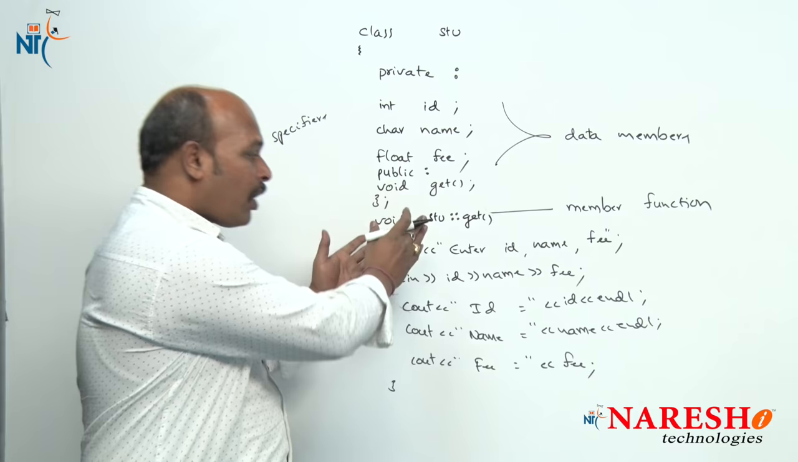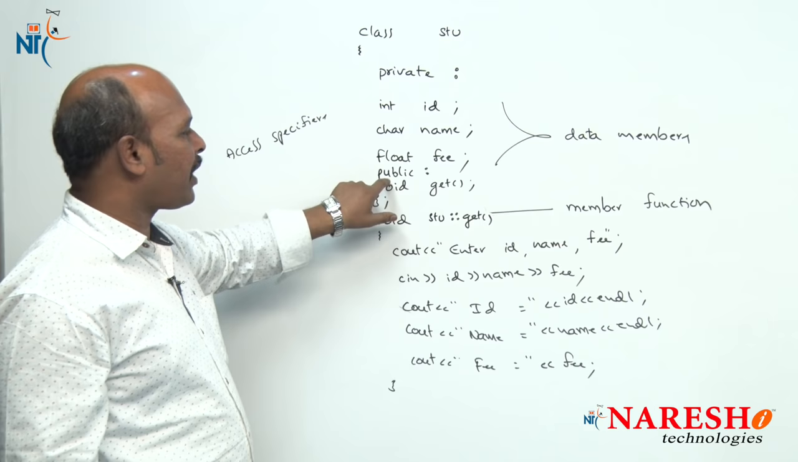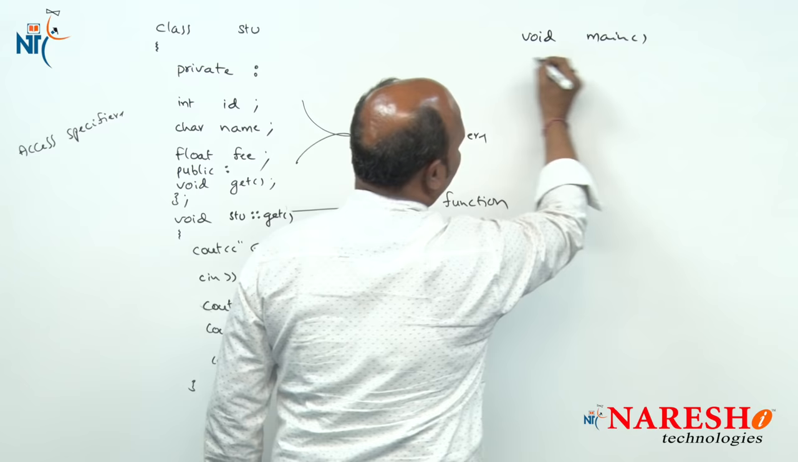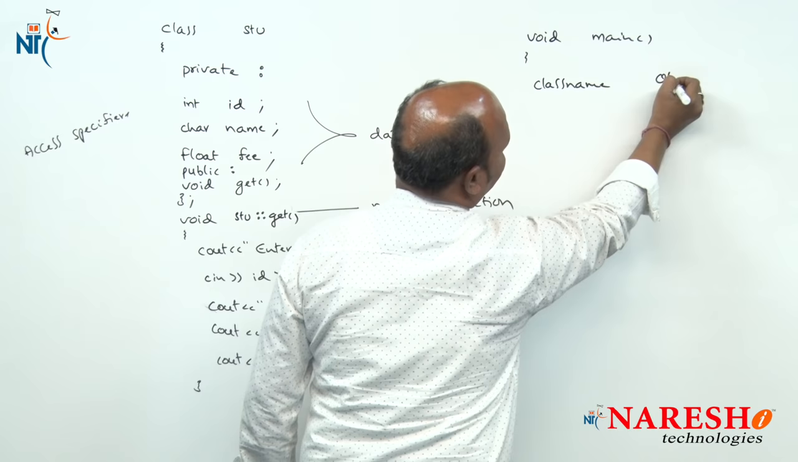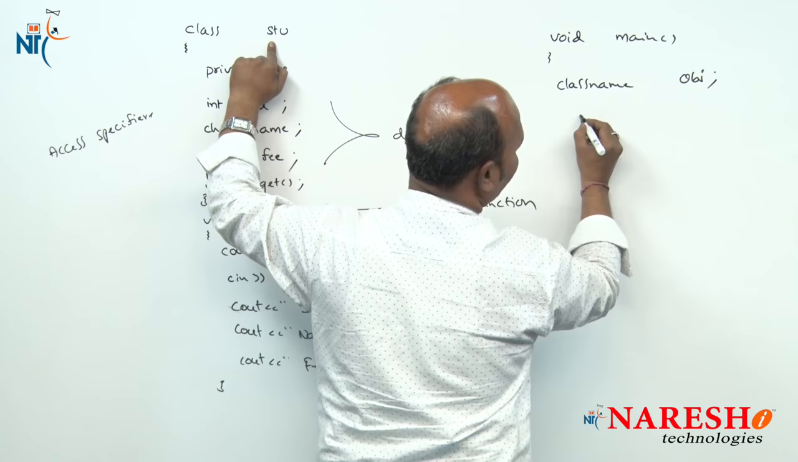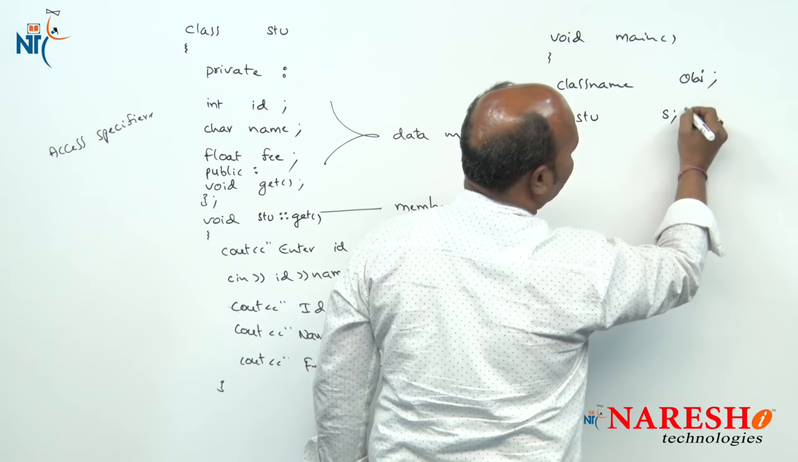Next, now I want to access this one. I want to access the function. And get is the public member or private member? It is exactly public member. That's why here I am going to declare the object void main. Now how to declare the object? Class name first, space object. That's all. Now it is the syntax to declare the object. That's why first class name object. Here our class name is what? Student. That's why in class name stu. Later object name is user defined, suppose s. Now s is the object.